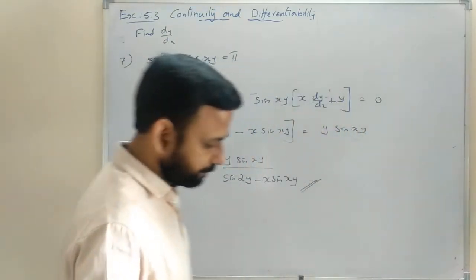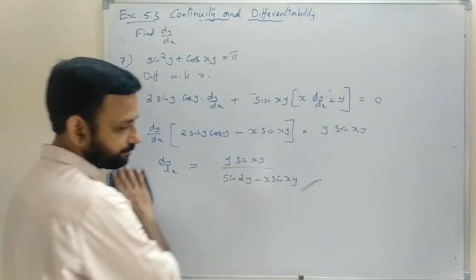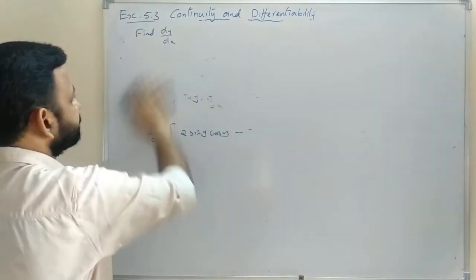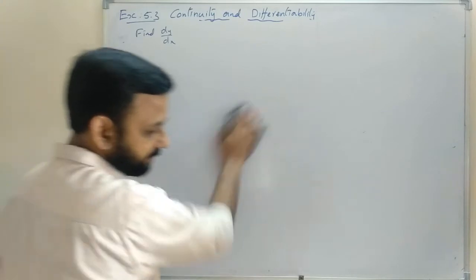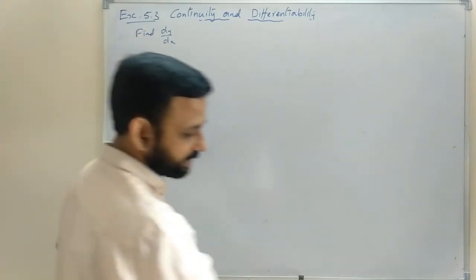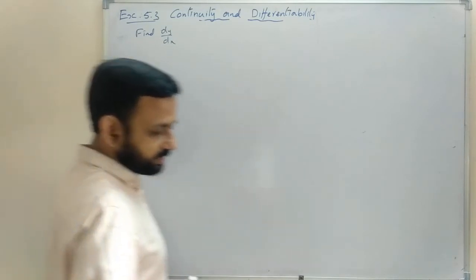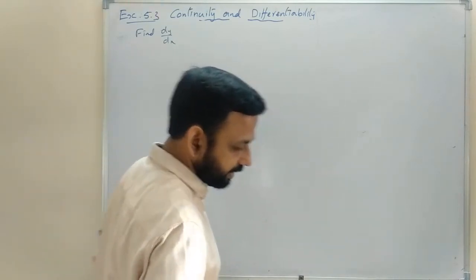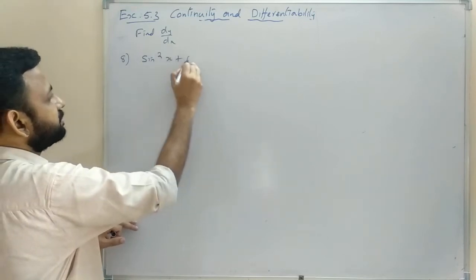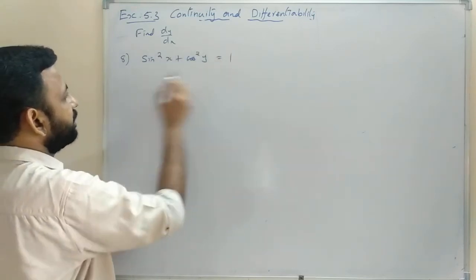Now we will do question number 8. We can do the 8th question. Here also we need to find dy by dx. In every question we need to find dy by dx. So here it is sin square x plus cos square y equal to 1.